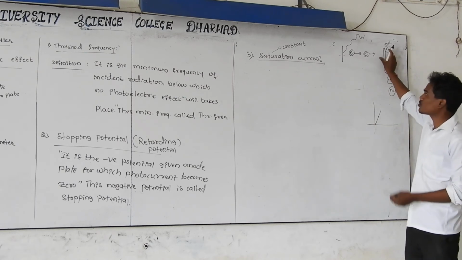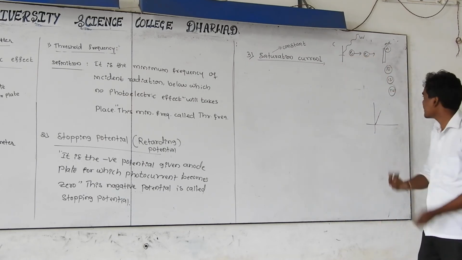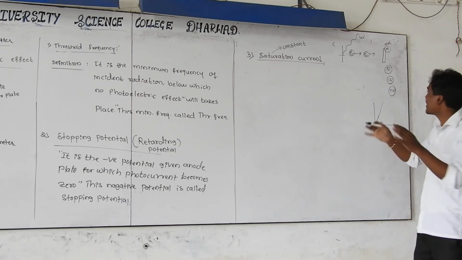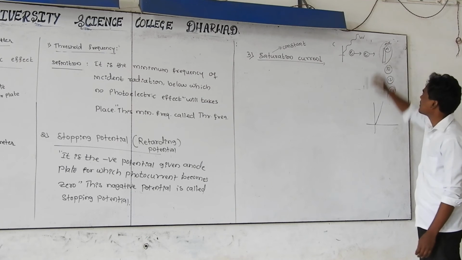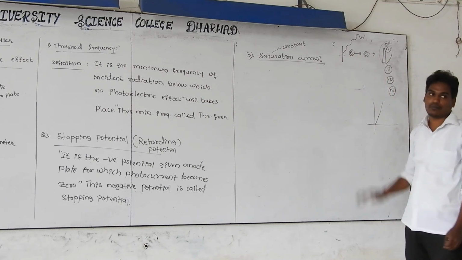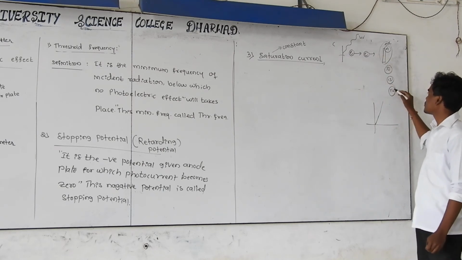Again, I am increasing the positive potential. The number of electrons moving from cathode to anode increases again, and again the current in the circuit increases. For a certain value of positive potential, the number of electrons from cathode to anode becomes the same.